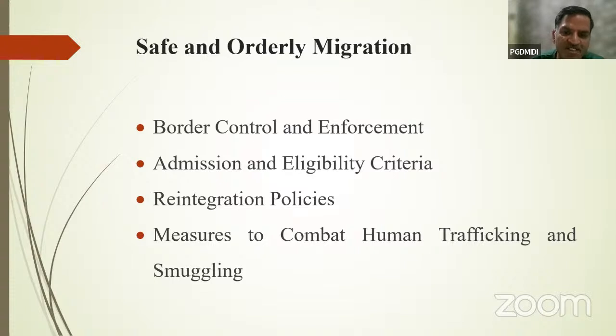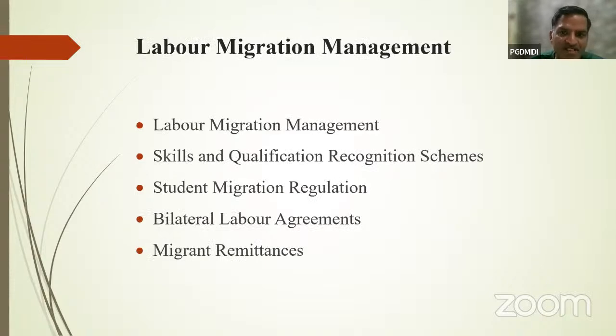Then admission and eligibility criteria. They should impose admission and eligibility criteria, reintegration policies, and measures to combat human trafficking and smuggling. So these are very important to have a safe and orderly migration. Then labor migration management. This also includes labor skill qualification recognition schemes, student migration regulation, bilateral labor agreements, and migrant remittance. So these are all very important when you talk about labor migration management.